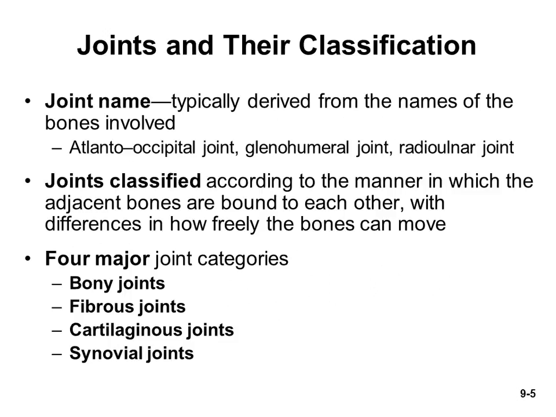Joint name, as I stated, derived from the names of the bones involved. Glenohumeral joint. What 2 bones are involved when you see the term glenohumeral? Yeah, what part of the scapula? Yep, the glenoid cavity and what? The humerus, right? You guys just had a bone exam, right?